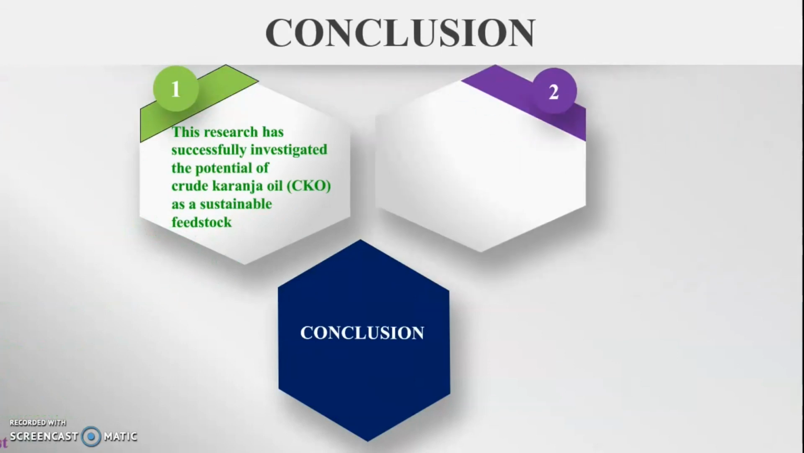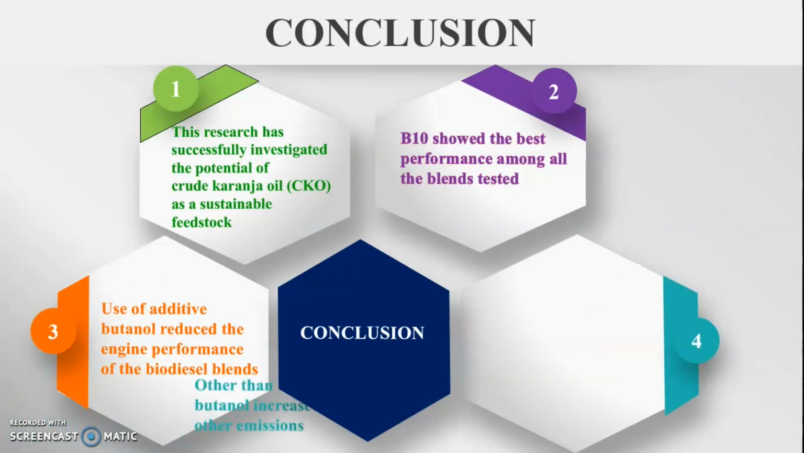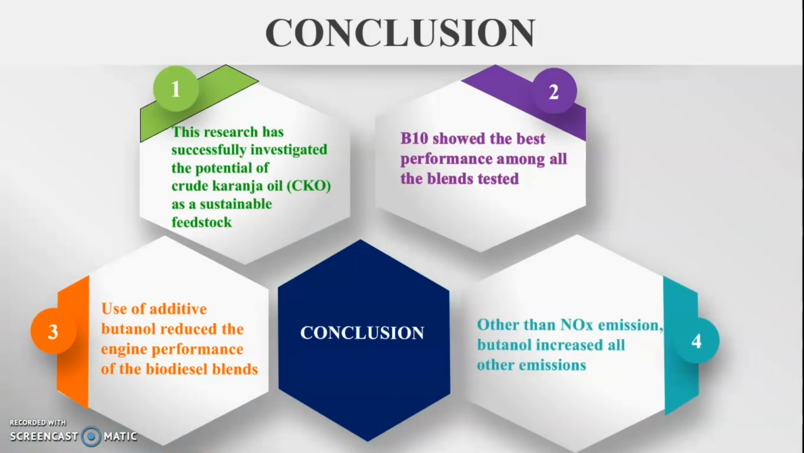Now to conclude, we can say that this research has successfully investigated the potential of crude Karanja oil as a sustainable feedstock. B10 showed the best performance among all the blends tested. Use of additive butanol reduced the engine performance of the biodiesel blends. Other than nitrogen oxide emissions, butanol increased all other emissions.